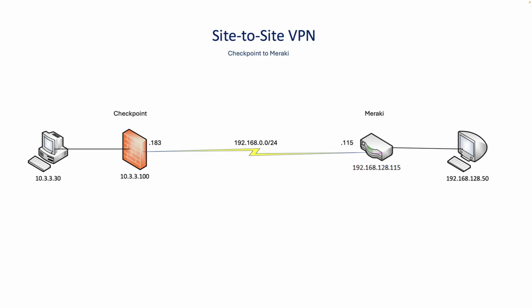And the objective of this lab is to configure the VPN tunnel between Checkpoint and Meraki, so the computers in the 10.33.0.0/24 network can access the computers behind the Meraki firewall in the 192.168.128.0/24 network. So let's get started.